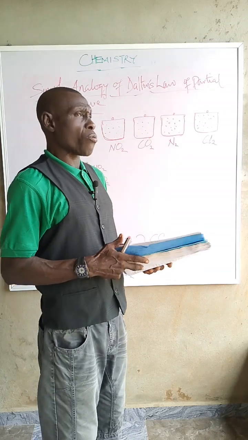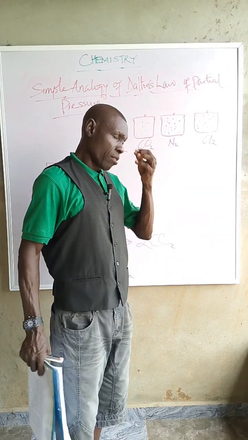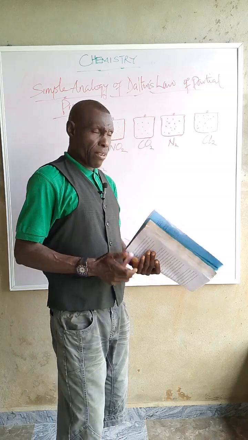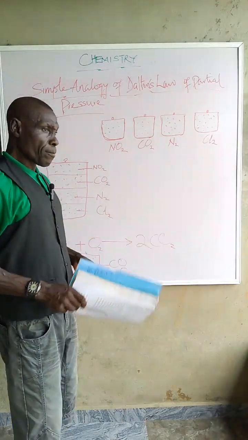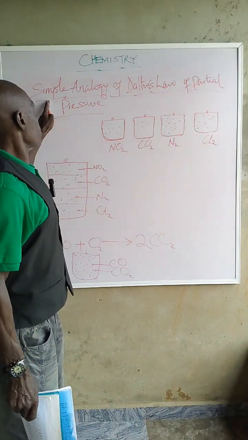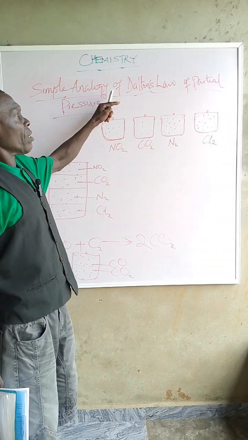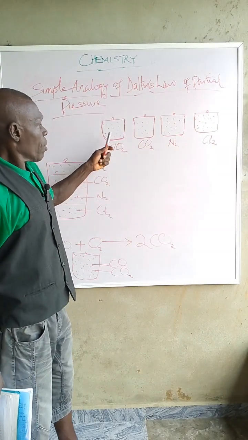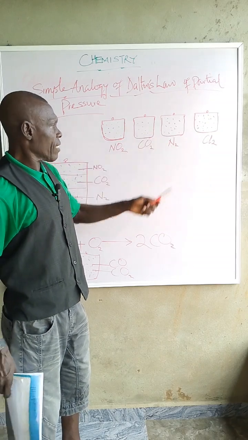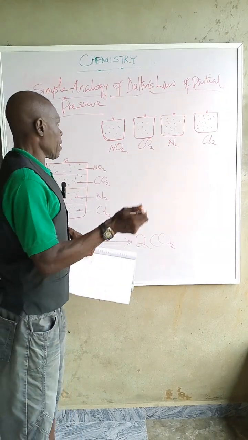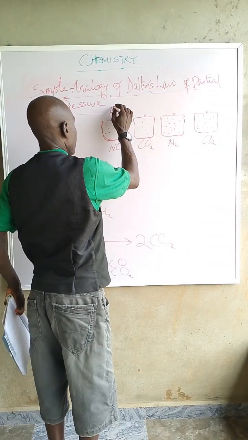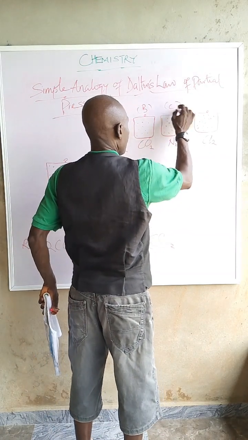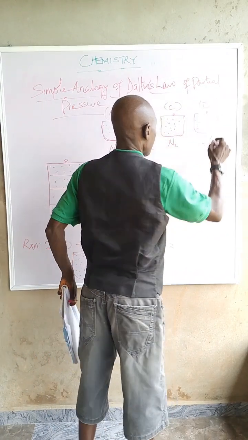So now I want to use a simple analogy to explain Dalton's law of partial pressures. See on the board here. Simple analogy of Dalton's law of partial pressure. Look at these containers you are seeing. Let's say this is container A, container B, container C, container D.